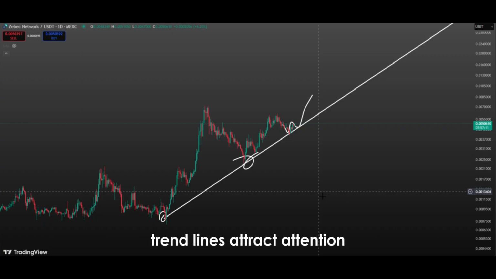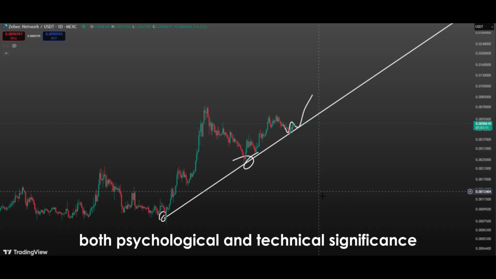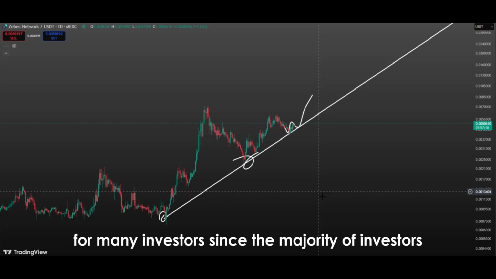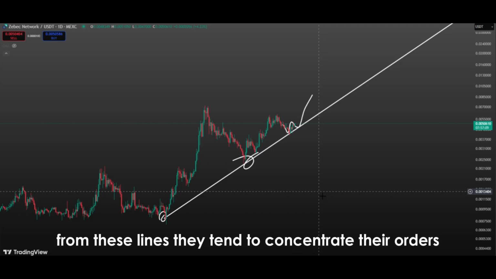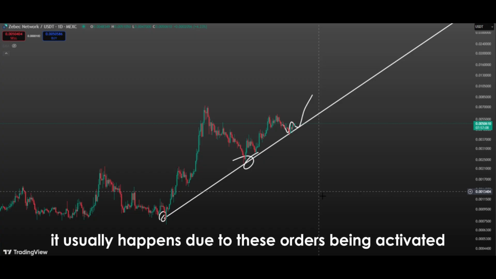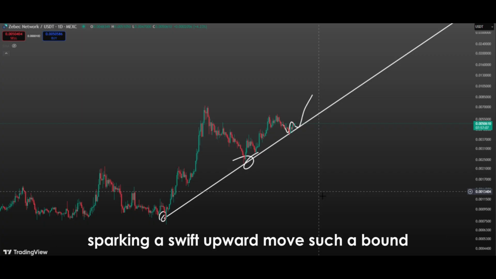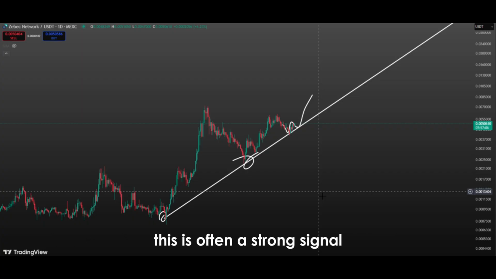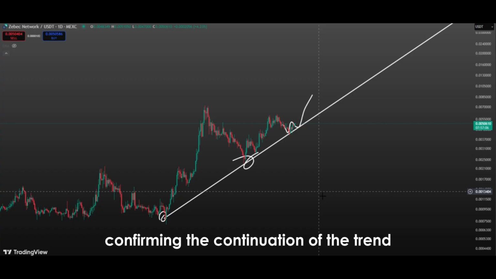Trend lines attract attention because they hold both psychological and technical significance for many investors. Since the majority of investors expect the price to bounce from these lines, they tend to concentrate their orders around these areas. Therefore, when the price touches and bounces off the trend line, it usually happens due to these orders being activated, sparking a swift upward move. Such a bounce is often a strong signal confirming the continuation of the trend.